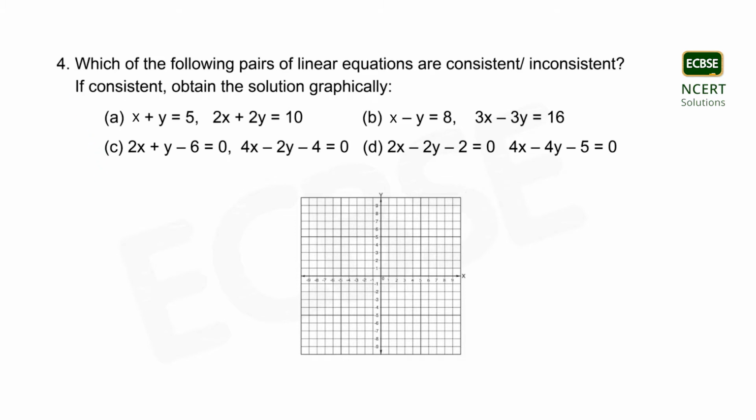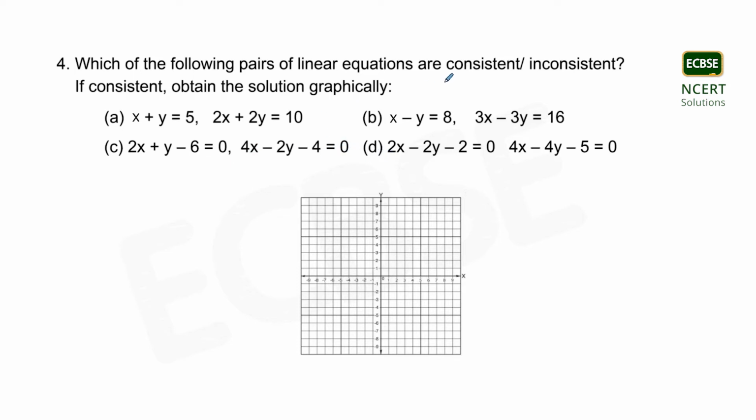Hello students, so here we are with question 4 of exercise 3.2 of the chapter Pair of Linear Equations in Two Variables. The question is: which of the following pairs of linear equations are consistent or inconsistent? If consistent, obtain the solution graphically. And the two linear equations have been provided in parts A, B, C and D.